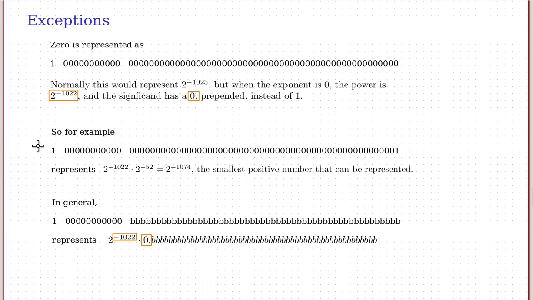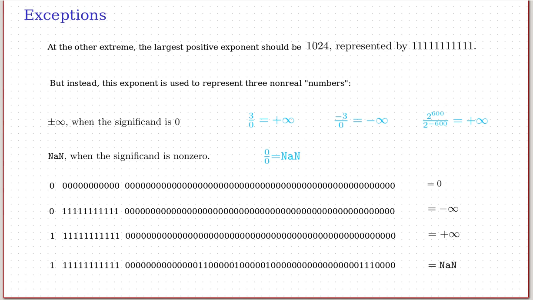There's another exception coming up. So the other exception occurs at the other extreme value for the exponent, when the exponent is its maximum value. So when the exponent is all ones, normally you would expect that to represent an exponent of 1024. Right? However, instead, it's used to represent 3 different non-numbers, really. They're non-real numbers, or pseudo-numbers. So they're used to represent plus or minus infinity, or not a number.